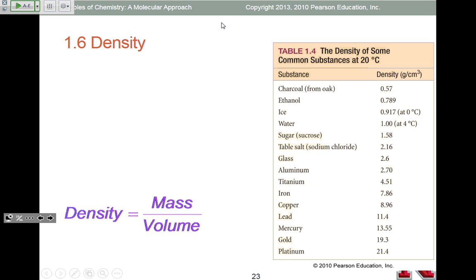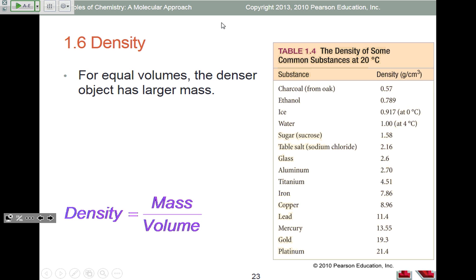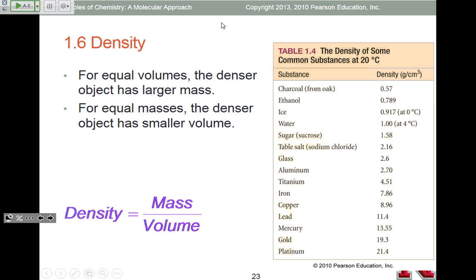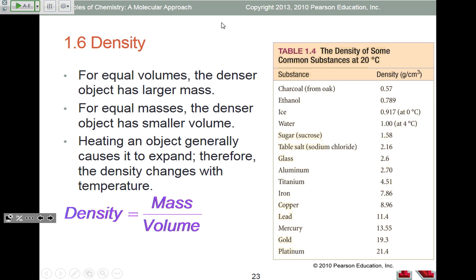So here are some common densities for certain substances, again at 20 degrees Celsius, because if we're comparing, we want to know what temperature we're at, because of the difference in kinetic energy. But for equal volumes, the denser object usually has a larger mass, because again, we can relate mass, volume, and density, and this is how we relate it. So heating an object causes it to expand. It has more kinetic energy. Therefore, the density does change with temperature.